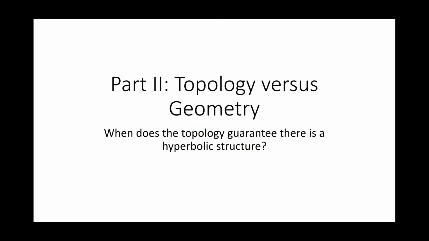So the second talk I think I'll keep a little bit shorter. It's about topology versus geometry. So when does the topology guarantee that there's a hyperbolic structure?